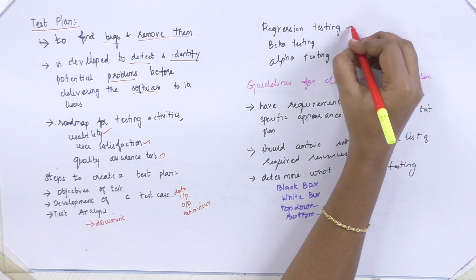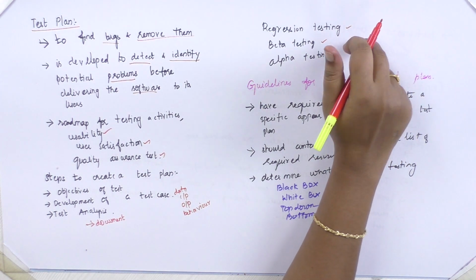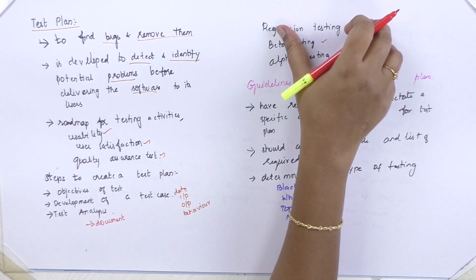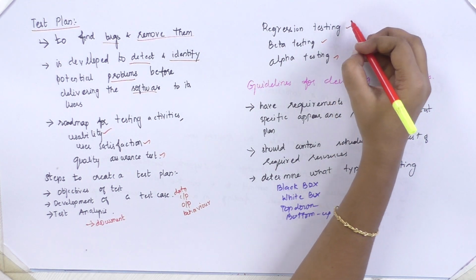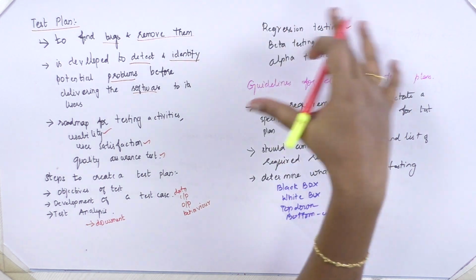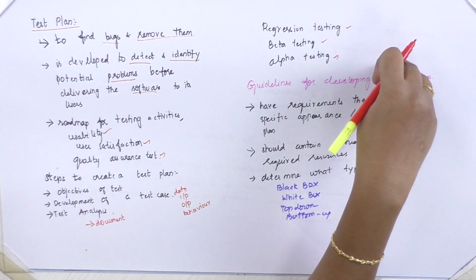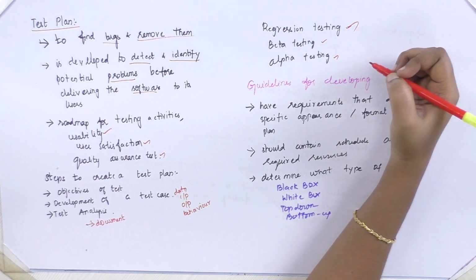Then you have three types of testing: regression testing, beta testing and alpha testing. Regression testing is used to discover the errors which are introduced during the debugging process. This test can be applied when all the tests are passed by a program. So when a program passes all other testing, you can go for regression testing.